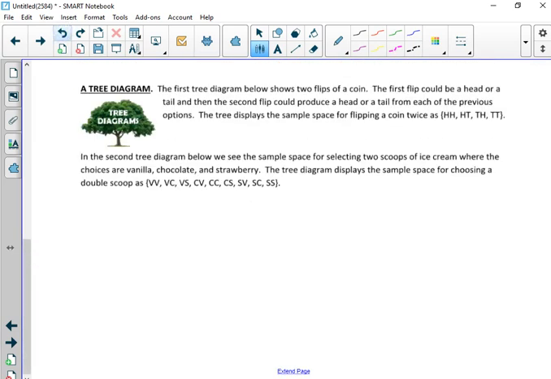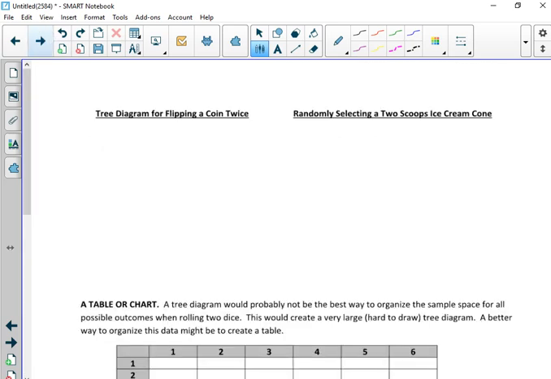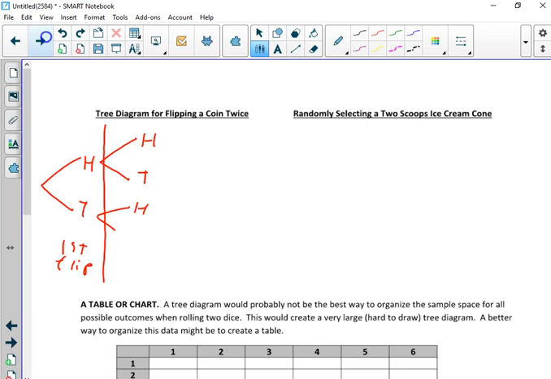Okay? One is a tree diagram. So the first tree diagram you're going to see below, well, the next page, is 2 flips of a coin. The first flip could be a head or a tail. The second could be a head or a tail. And the tree displays the sample space for flipping a coin twice. Heads, heads, heads, tails. Tails, heads, tails, tails. So we're going to jump ahead to that. So first off, you have your first toss. Head, tail. Okay? And then the second toss, you give us a heads or a tails. And here we're going to have a heads or a tails.